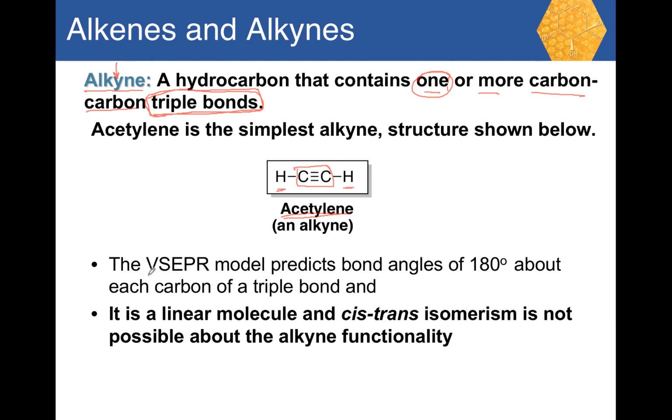Based on the VSEPR theory, valence shell electron pair repulsion theory, where electrons repel each other, these electrons here and these electrons here are repelling each other, making this bond angle 180 degrees. So it is a linear molecule. And as you can expect, there are no cis and trans isomers around the alkyne functionality.